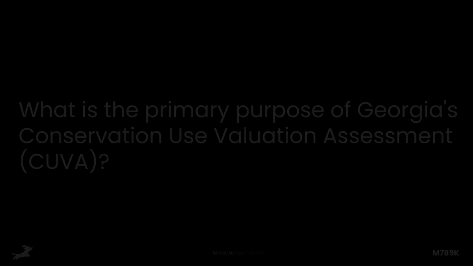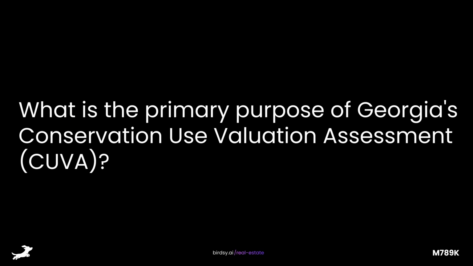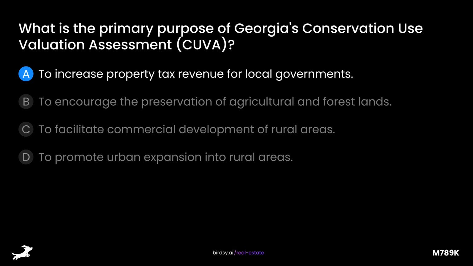Environmental issues. What is the primary purpose of Georgia's conservation use valuation assessment? Is it A. To increase property tax revenue for local governments? B. To encourage the preservation of agricultural and forest lands? C. To facilitate commercial development of rural areas? Or D. To promote urban expansion into rural areas? The answer is B. To encourage the preservation of agricultural and forest lands.